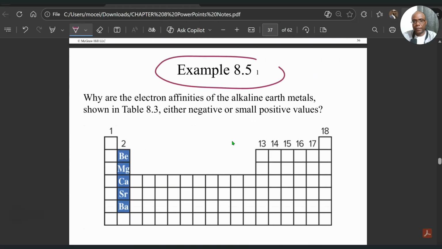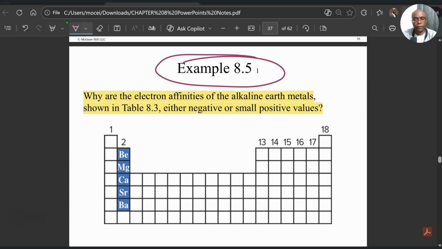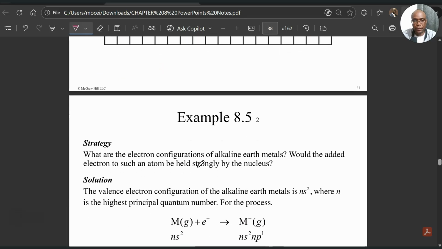Let's do example 8.5. Question: why are the electron affinities of alkali earth metals, meaning group 2A elements shown in table 8.3, either negative or small positive values? So we are focusing on main group 2A. Those are alkali earth metals, AEMs, moving from beryllium to barium. So here's the reason and explanation.